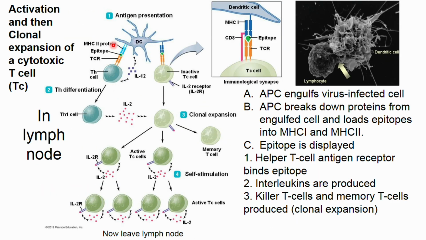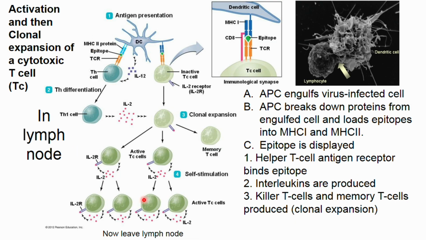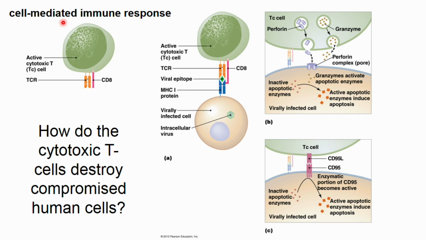Okay, so now we know how we go from a virally infected cell that's been chomped up by a dendritic cell to the production of killer T cells, which now leave the lymph node and start marauding around. So what happens to actually kill virally infected cells? Well, this is now the activated killer T cell that we had from down here. It's all jacked up and it's ready to roll.